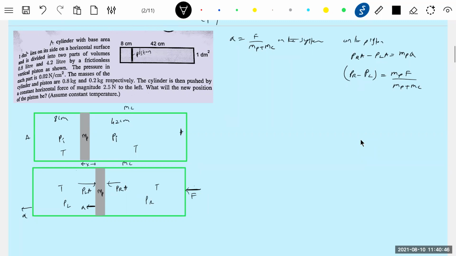What to do after this? Okay, till here. Now he is asking the displacement of the piston. What was the earlier volume? This was the initial volume. We have to use symbols here: V1, V2 we will take. The final volumes are VL and VR. Shall we go for equating pressures? Temperature is constant. So shall we go for an isothermal process in both the parts?